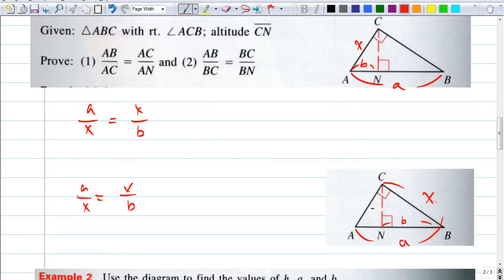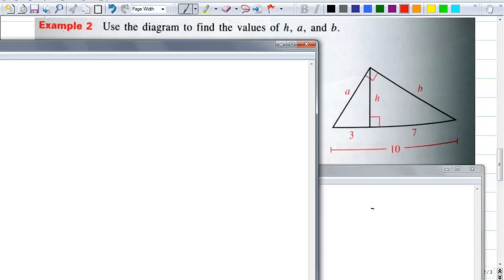Are we good? Knowing these corollaries, now let's do some examples. Here, why don't you all try this one? Use the diagram to find the value of H, A, and B. Do you think those two corollaries are going to be helpful for us to find H, A, and B? I think so, very much so. Go ahead, everybody try. I'll wait for you, and of course you could help each other out. Let's see whether we could actually use these corollaries.